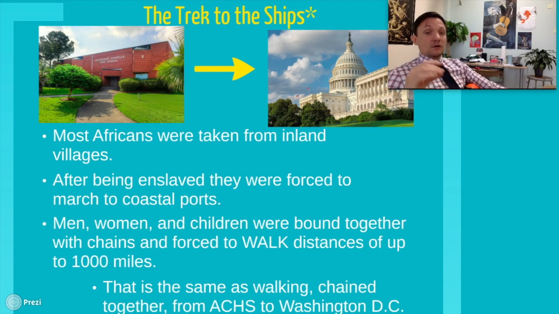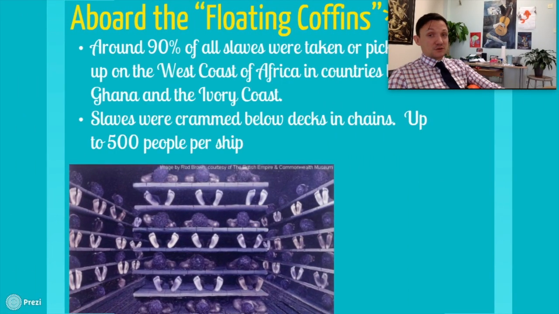So men, women, children are going to be bound together and marched as far as 1,000 miles in some cases, right, to get to these port cities to be traded, okay? Now, that is the same as if you were to walk from Archbishop Chappelle High School to Washington, D.C., all right? That would take upwards of 20 days of straight walking, right?